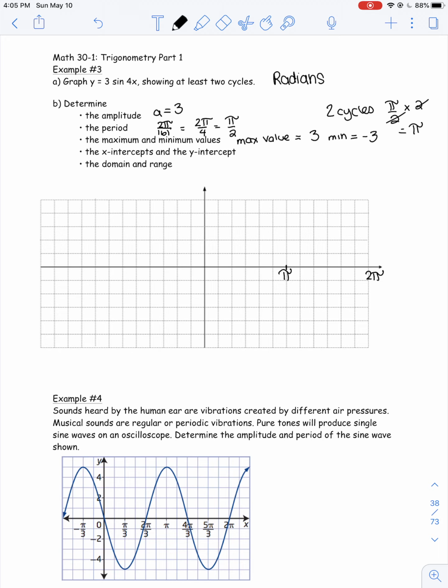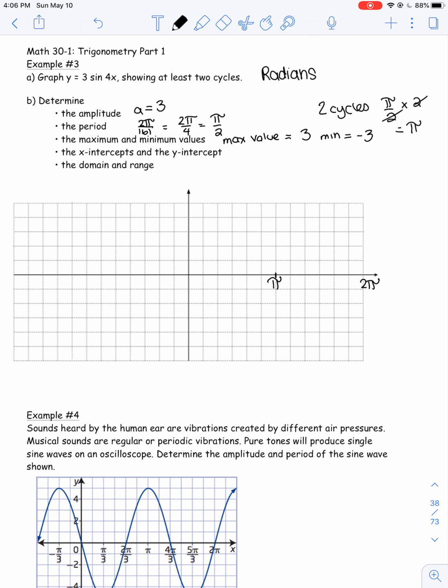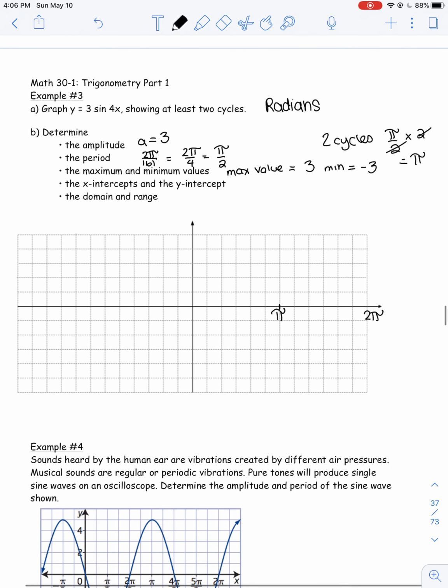The x-intercepts are going to be affected by that 4, which is a factor of 1 over 4. Normally, we would have x-intercepts at 0, pi over 2, and 3 pi over 2. But in this case, we have to divide those numbers by 4.